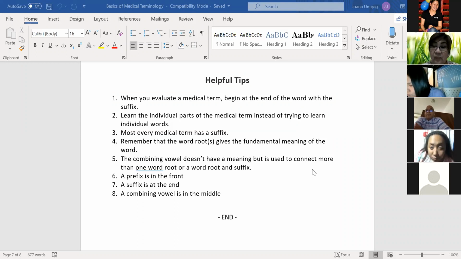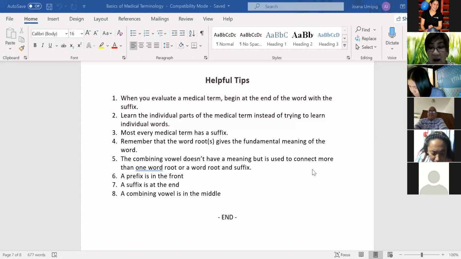So hindi natin pwedeng baliwalain yung combining vowel natin na O, kasi without it, hindi natin mapo-form yun. As we said, kung we will omit the O, hindi mo mabubuo yung term na yon. And a prefix is in the front, a suffix is at the end, and combining vowel is in the middle. So ito yung mga helpful tips natin na dapat nating tandaan.